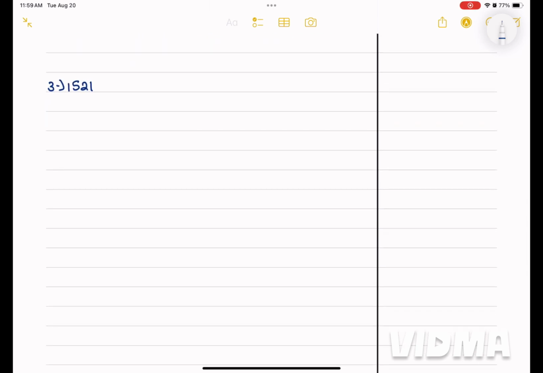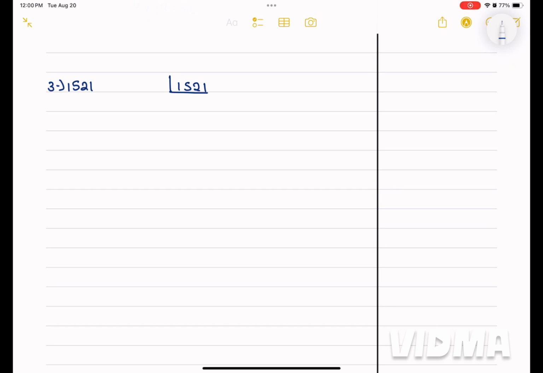Now 1521, our final number to deal with for prime factorization. So do take a pause here, pause the video, do the sum, and then get back to check your answer. 1521. This is our last number for prime factorization. Now we cannot take 2 here because it's an odd number. Let's try with 3. For that, we're going to apply the divisibility rule of 3.